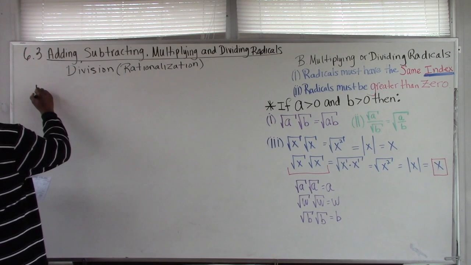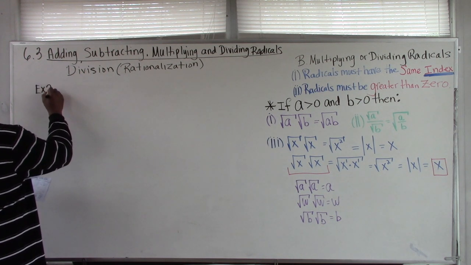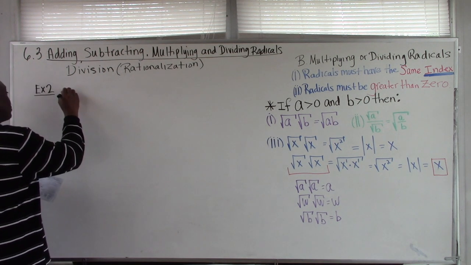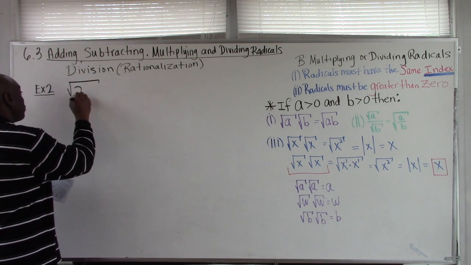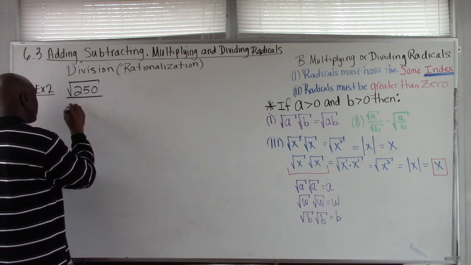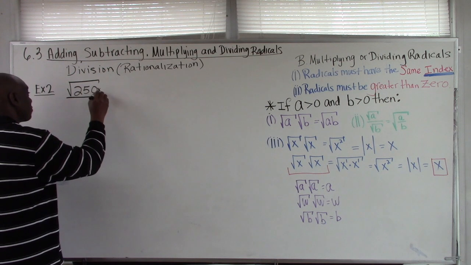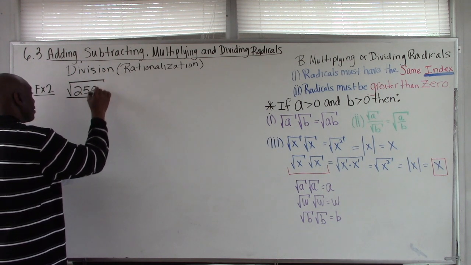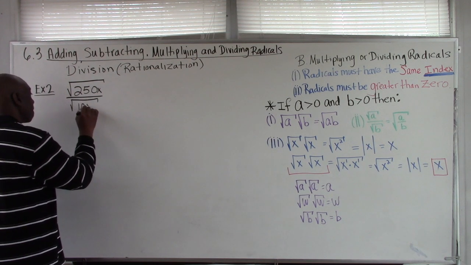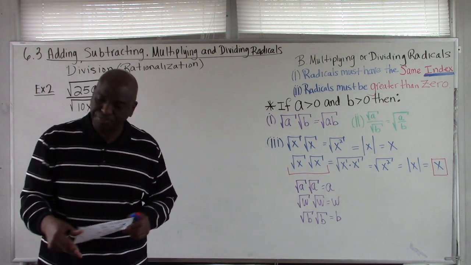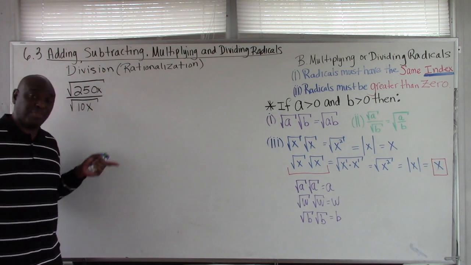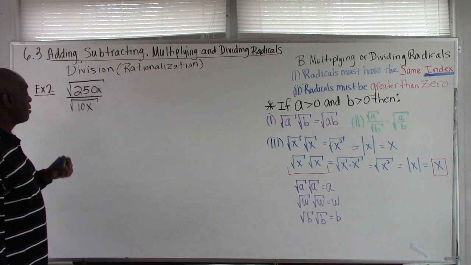All right, example 2. Okay, let's look at the square root of 250x divided by, forgot the x, the square root of 10x. All right, this is example 2. Let's take a look at this one. The square root of 250x divided by the square root of 10x.